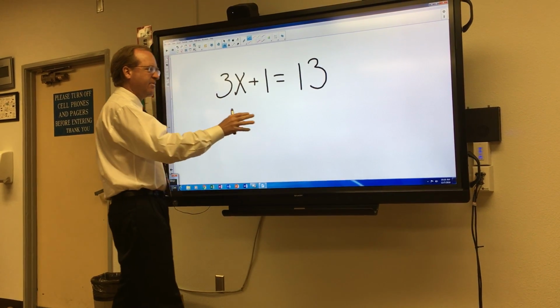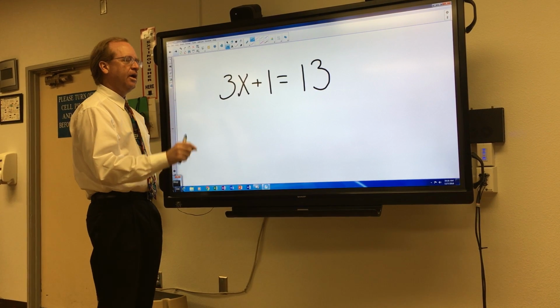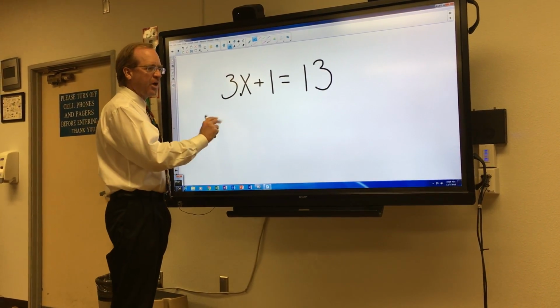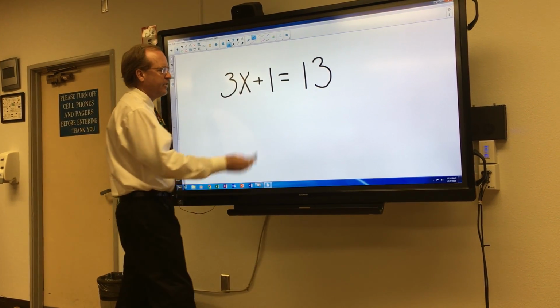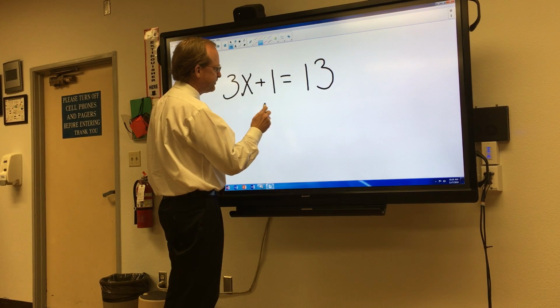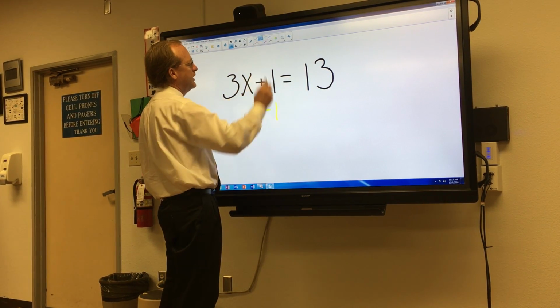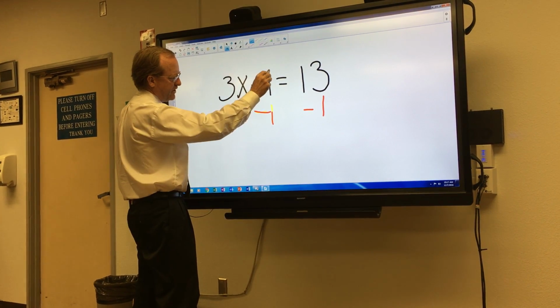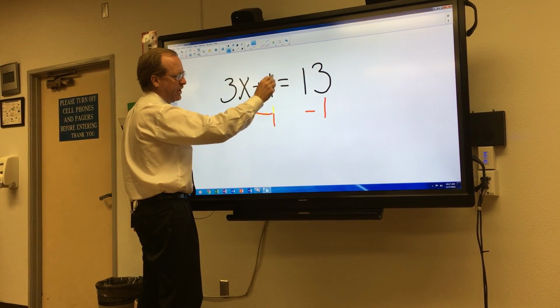So if I want to add something to both sides, totally cool. If I want to subtract something from both sides, totally cool. Multiply, divide, same deal. So on this one, what I'm going to do, because I want x's on one side, numbers on the other, I'm going to take away 1 from each side, and that's going to give me nothing. That's going to wipe out 1 and negative 1.